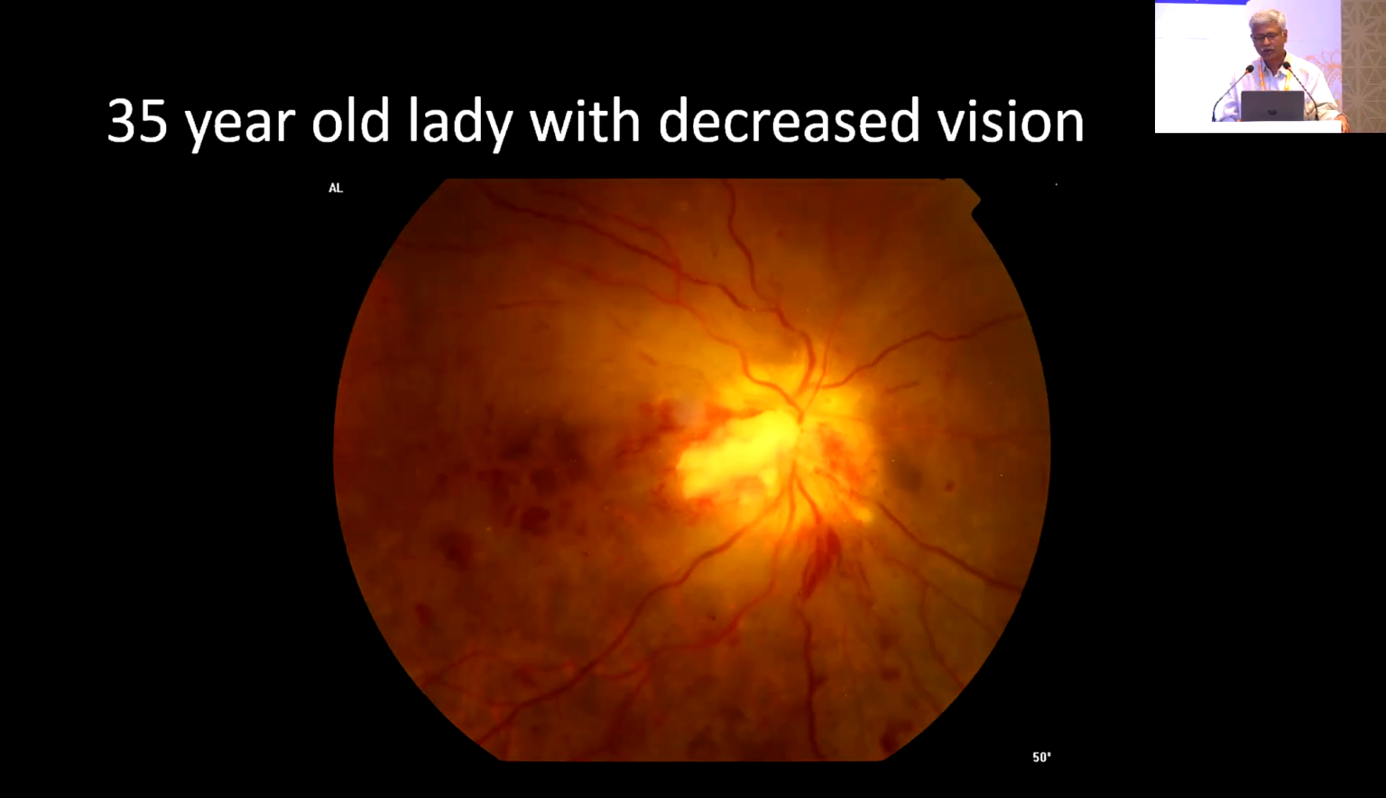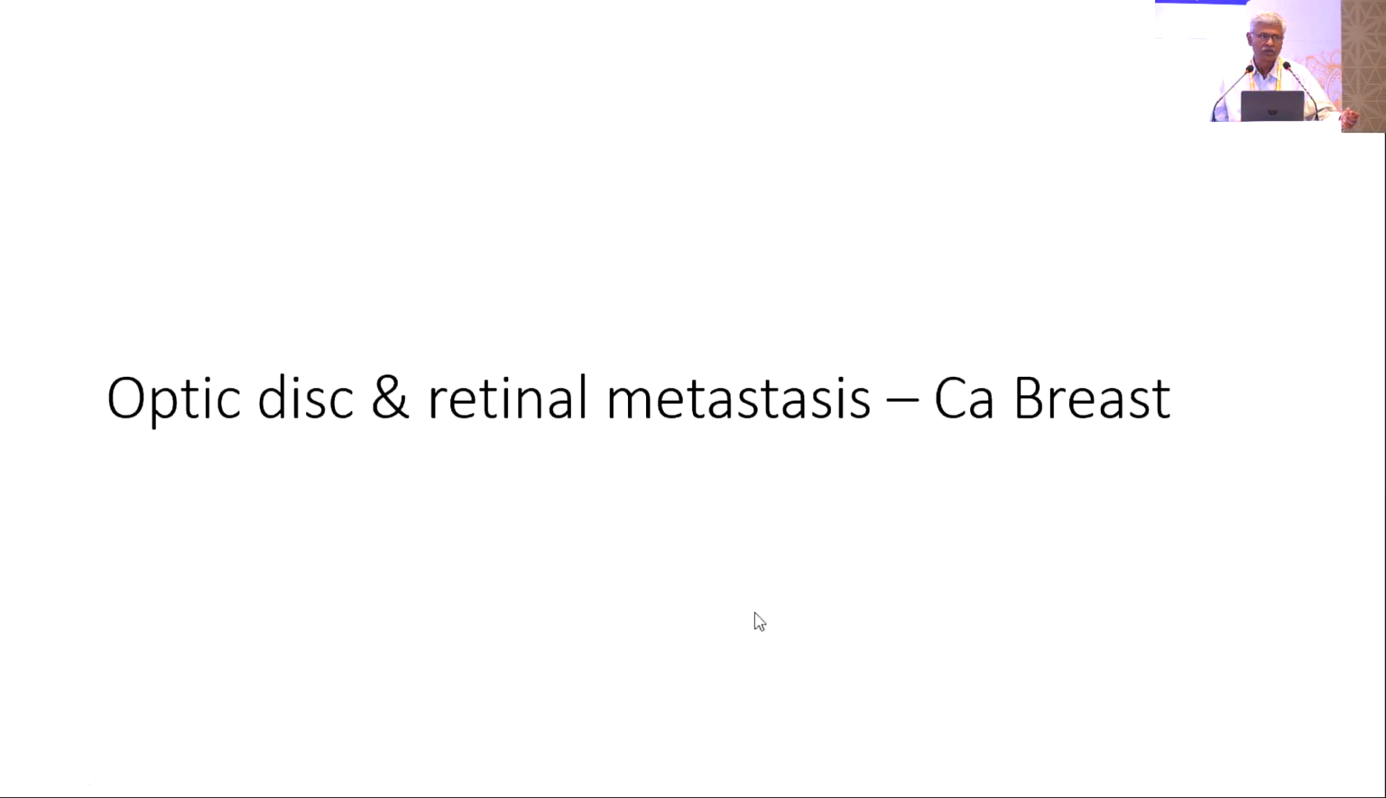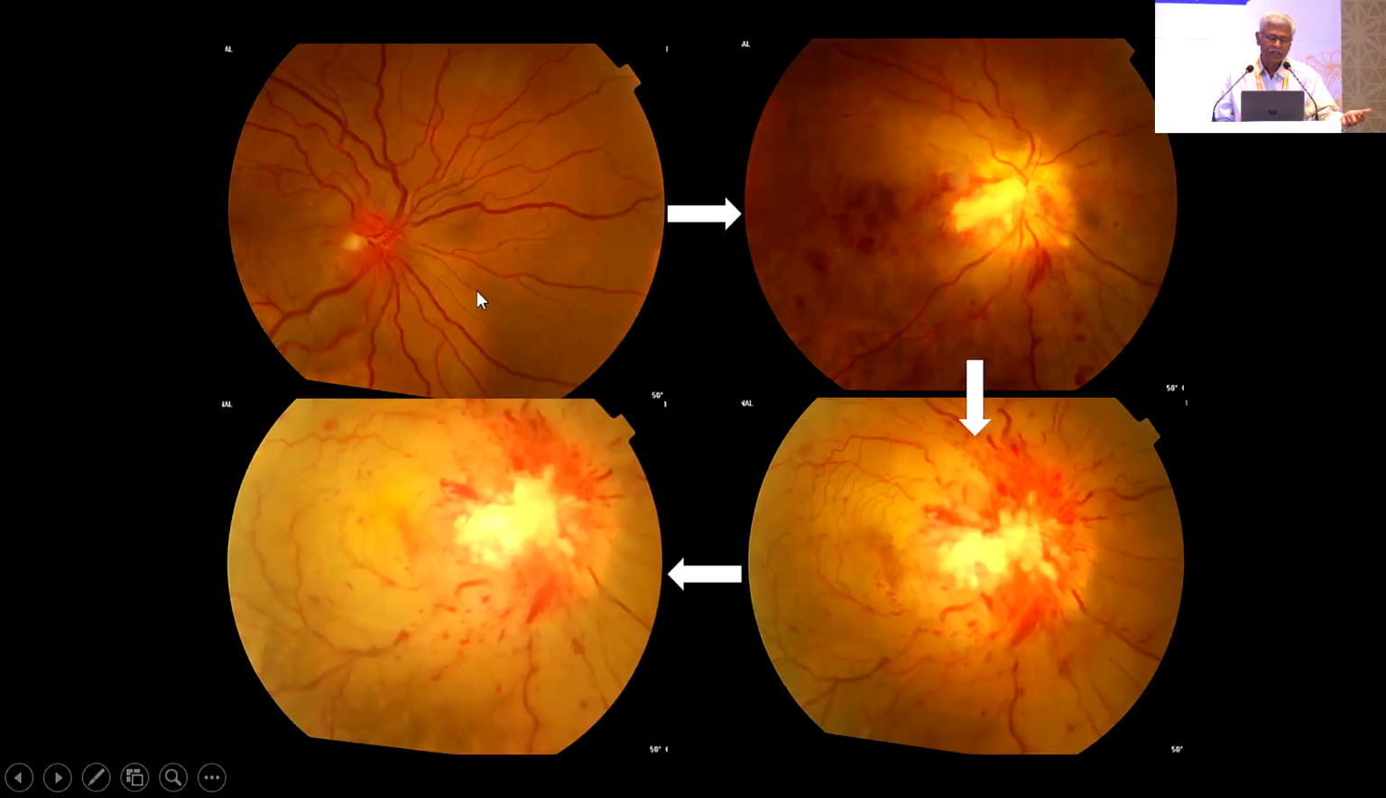This was a 35-year-old lady who presented with something like a retinal inflammatory lesion involving the disc and the peripapillary retina, and associated with an inferior temporal branch retinal vein occlusion. So what are we looking at? Actually, this is an optic disc and retinal metastasis from a carcinoma breast. She had actually undergone a bilateral mastectomy many years back. So this is how she presented.